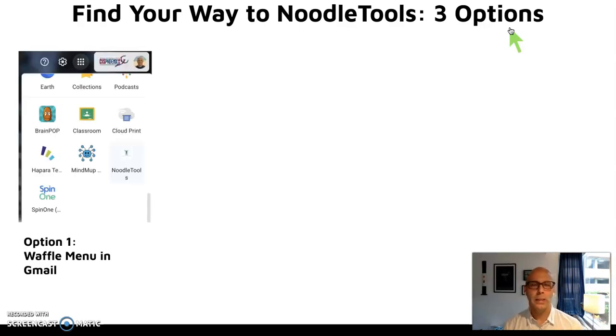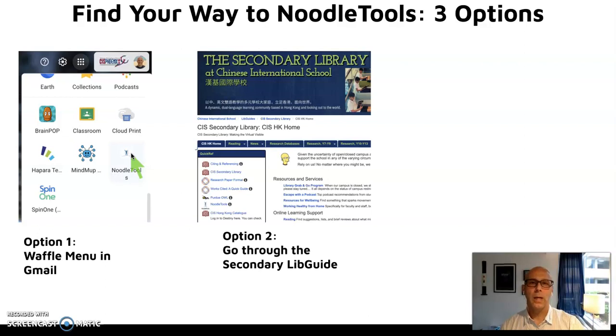Option one is if you're on your email account, you'll see up near the right-hand corner this little waffle bar. When you click on it, you can scroll down and you're going to see NoodleTools as an option there. So that's one way that you can access it. Another is when you go to the school LibGuide, you can find NoodleTools right here in the quick ref box. So you'll see NoodleTools right there, and you can link there.